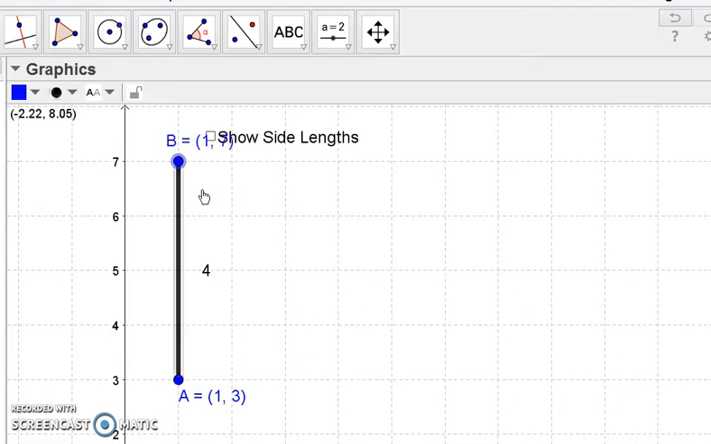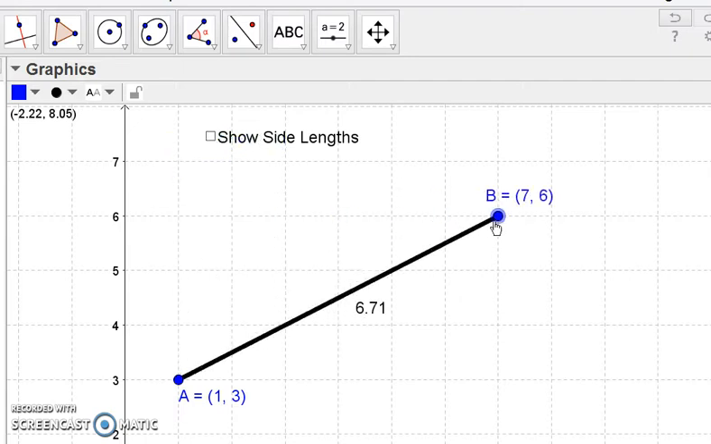Okay. If I look over here, the distance from 3 to 6 is 3. If I move it up to here, the distance from 3 to 7 is 4. So what we're going to be looking at is, well, how do you tell this one here? You can see on the label it's 6.71, but how do you figure out what that distance is, and how do you use these numbers to do so?